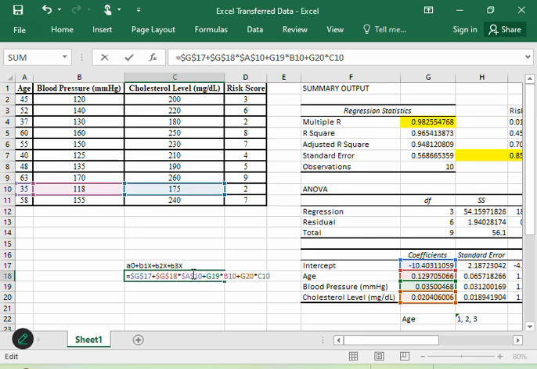I'm looking at the wrong one. I'm supposed to lock this. That's the second beta, right? Then I'm supposed to also lock this one. So what I want is for these coefficients not to change, but the age to change, to see what we are predicting.